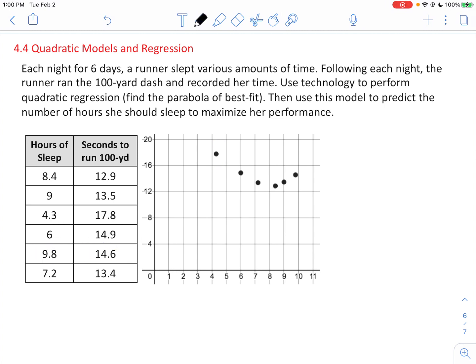So we're going to treat the hours of sleep as an x-coordinate and the time that she ran the 100-yard dash as the y-coordinate. You can see that the data does look parabolic. Sometimes it is not obvious whether you should use a line to model the data or a parabola, but this does have a parabolic look to it. So let's try a parabolic regression.